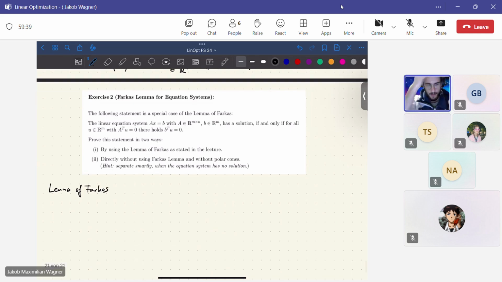And I think in the lecture you've seen two different versions. The one that's more common, I'd say, is that if we have some A that's in R M by N, and we have some c that's in Rn, then we have the following equivalence.